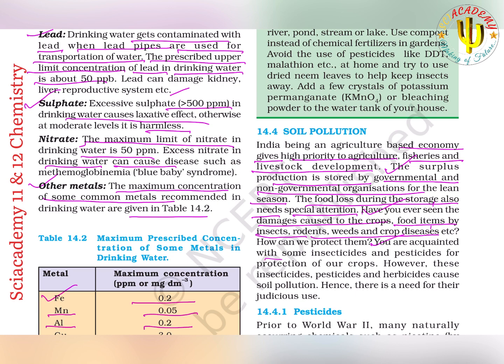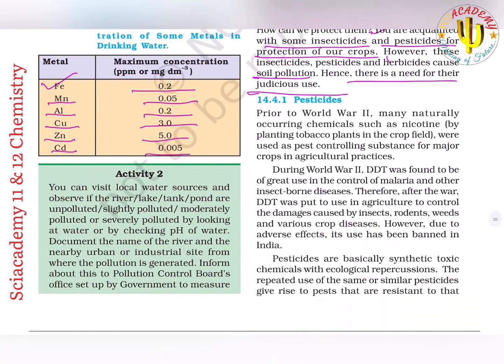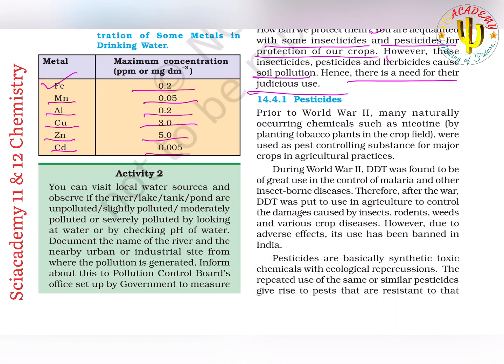You are acquainted with some insecticides and pesticides for protection of our crops. However, these insecticides, pesticides, and herbicides cause soil pollution. Hence, there is a need for their judicious use. 14.4.1 Pesticides. Prior to World War II, many naturally occurring chemicals, such as nicotine by planting tobacco plants in the crop field, were used as pest controlling substances for major crops in agricultural practices.